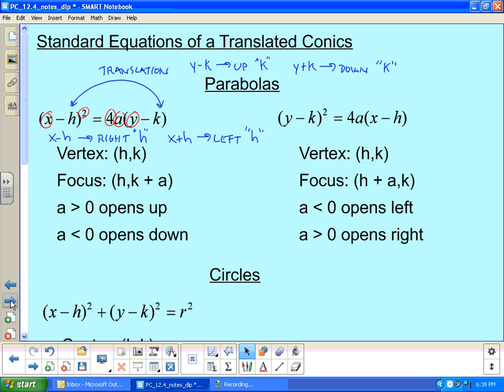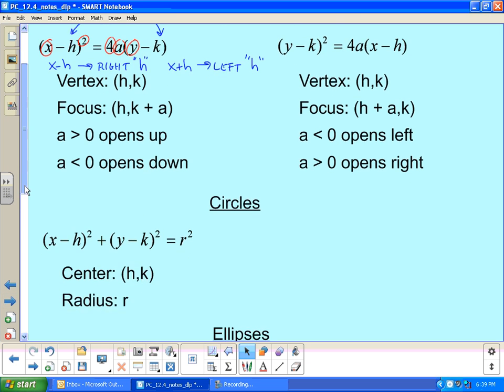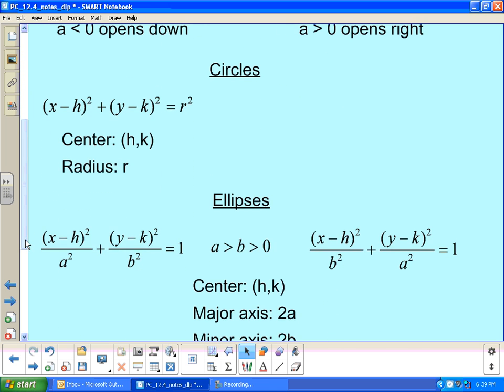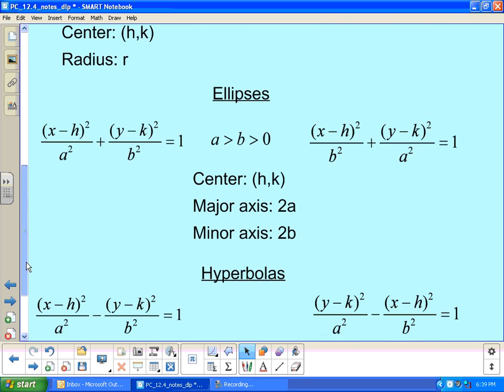Same thing applies: if I'm positive a, I'm opening up. If I'm negative a, I'm opening down. Same thing over there on the right-hand side for my left-right parabolas as well. So we run through all the different scenarios with each of our equations. Again, there's the circle, your normal circle without any movement, which was x squared plus y squared equals r squared. And then we introduce our translations of h and k in there. And we do the same thing for the ellipse.